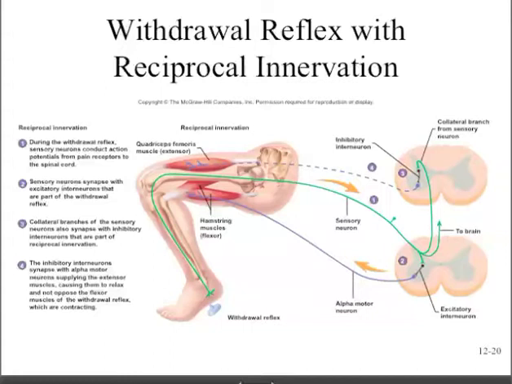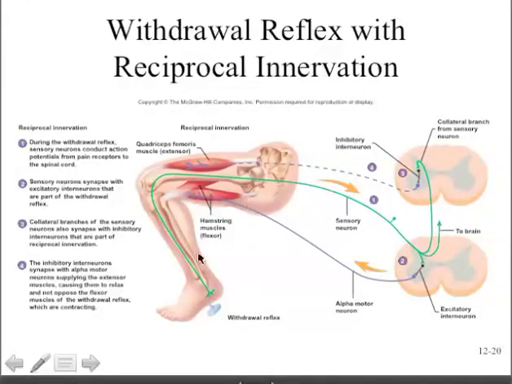So during the withdrawal reflex, sensory neurons conduct action potentials from pain receptors to the spinal cord. They synapse with the excitatory interneurons that are part of the withdrawal reflex, and collateral branches of these neurons synapse with inhibitory neurons that are part of the reciprocal innervation. These inhibitory interneurons synapse with alpha motor neurons supplying the extensor muscles and cause them to relax and not oppose the flexor muscle withdrawal reflex, and so the contraction can take place. So at the same time that we're telling the hamstrings to contract, we're telling the quadriceps to relax. Okay, so that's the reciprocal innervation.